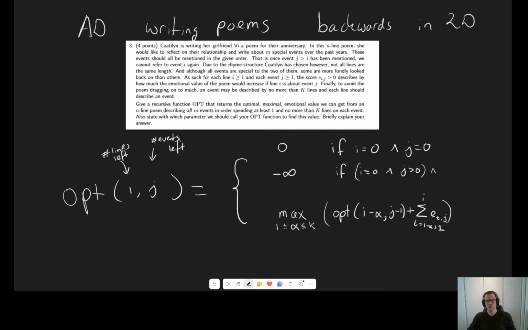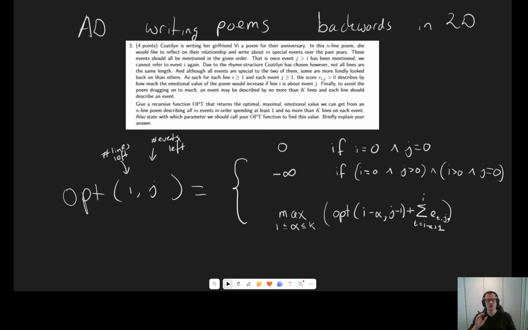And of course, it's also what we do when we still have lines left, but we have no events left. Because each line should describe an event. So if we have lines left but no events, we also have a problem. And if you look carefully at what we do here, there is one more situation we should be careful about.